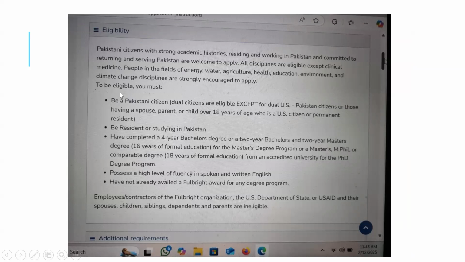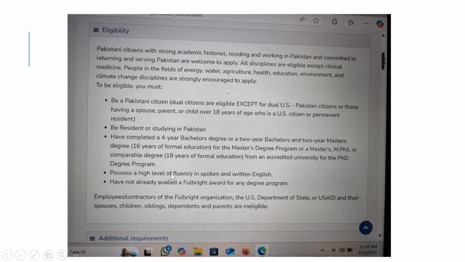So you need to be a resident or studying in Pakistan. If you have completed a 4 year bachelor's degree or a 2 year bachelor's degree and 2 year master's degree, that is 16 years of formal education, you can apply for the master's program. Or master's, MPhil, or comparable degree. So if you have 18 years of formal education from an accredited university, you can apply for the PhD program.